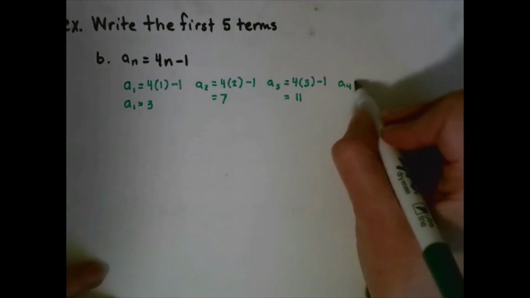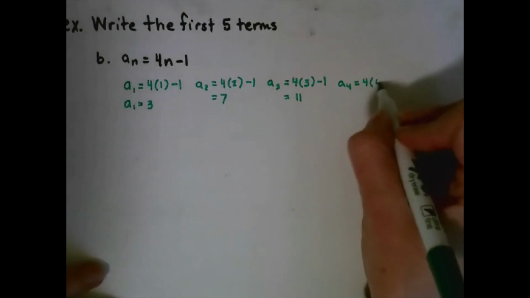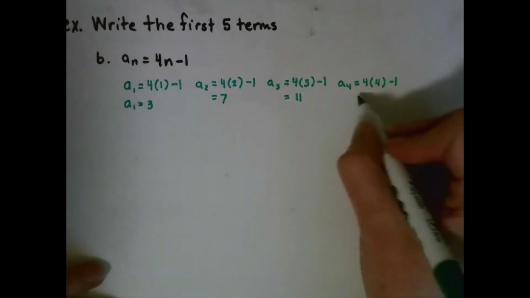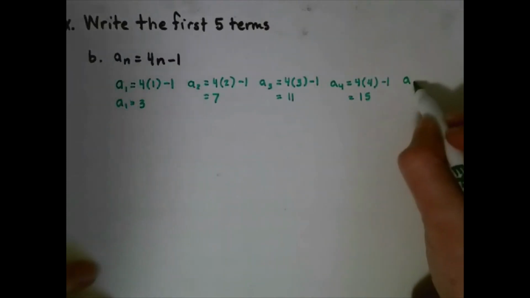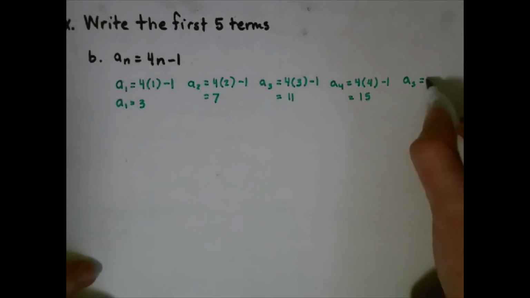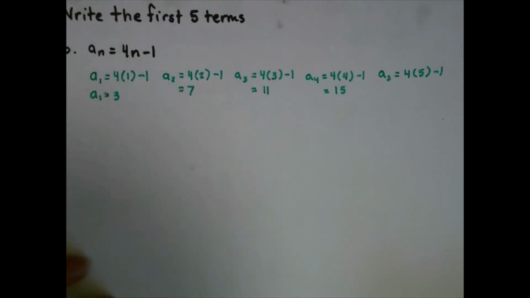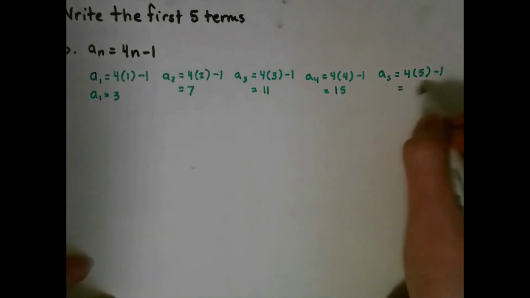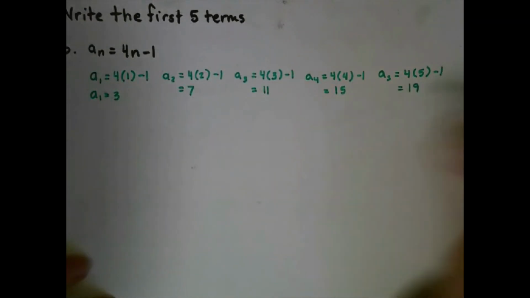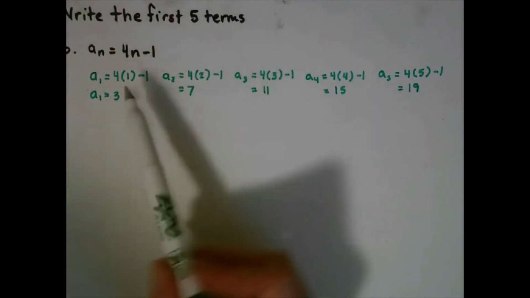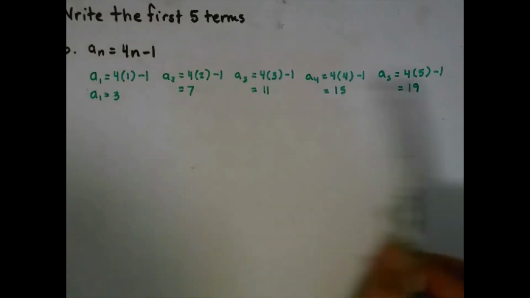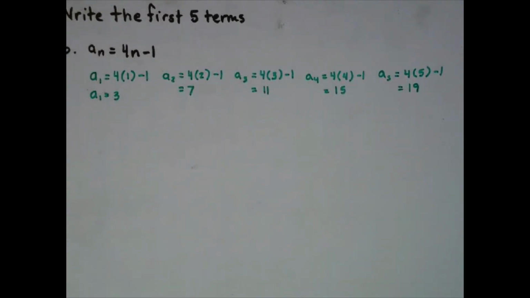A4 is 4 times 4 minus 1. And A5 is equal to 4 times 5 minus 1, which is 20 minus 1, which is 19. So here, rather than using the previous term, you are using the term number 1, 2, 3, 4, 5, versus the previous one where we used the previous term to generate it.